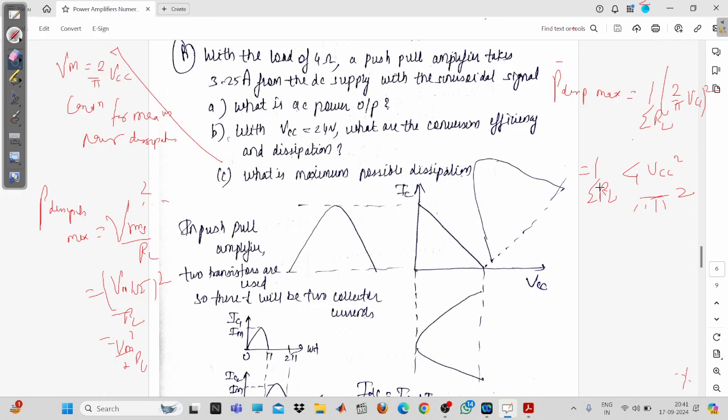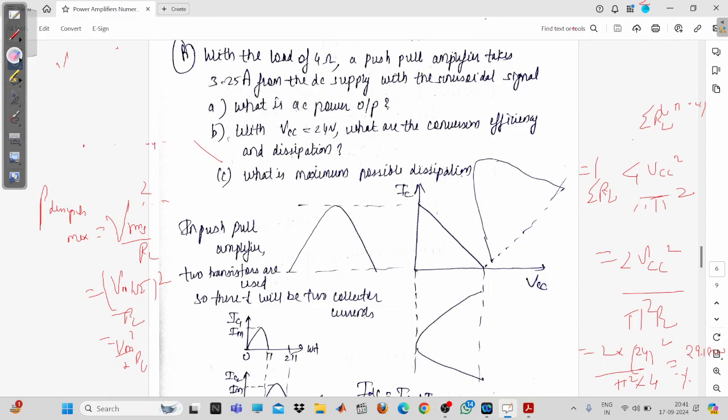If I just simplify the thing, the 2 will cancel out. This is pi square into RL. Just put the value. 2 into VCC is 24, square upon pi square into RL is 4 ohm. So I think 29.18 watt is the answer. This is the second question which we have discussed. Okay, so I think the concept is clear to you.